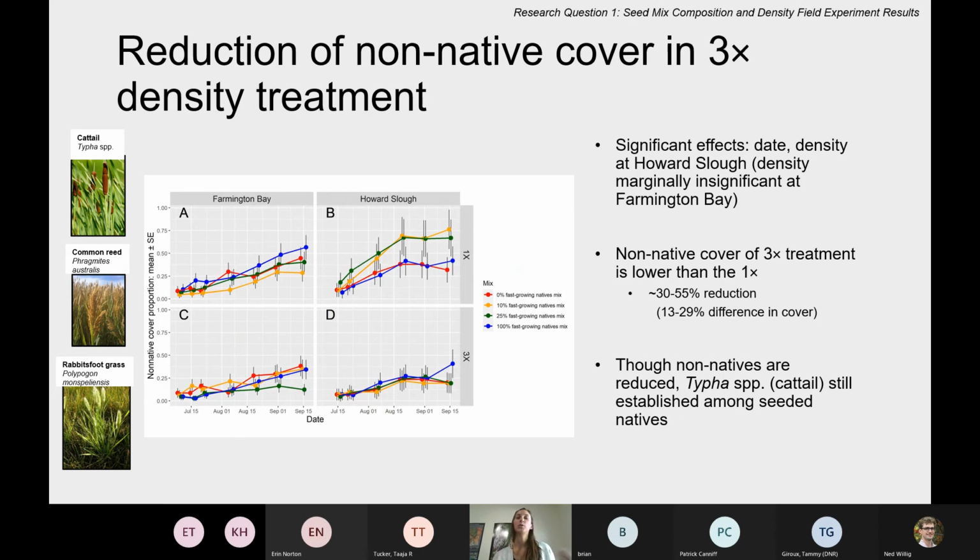And even though the higher sowing density reduced this non-native cover, cattail species were the most prominent of the non-natives that we were recording, and it's still established among our seeded natives. So I think what happens is cattail is a very strong competitor. It emerges early and then is able to establish this robust cover that kind of exists above some of our seeded native cover that exists closer to the ground.